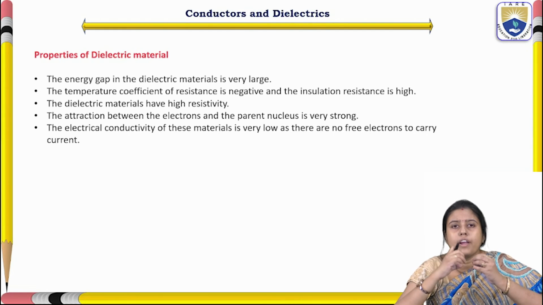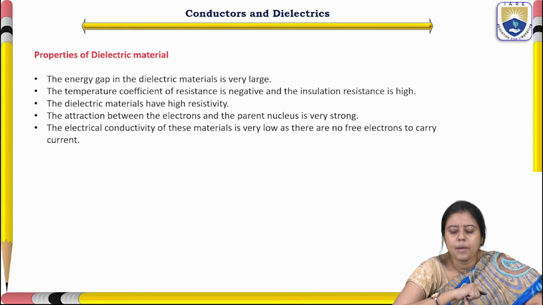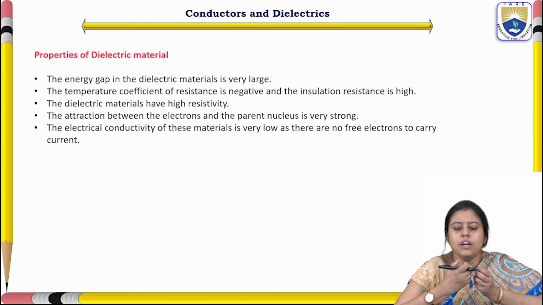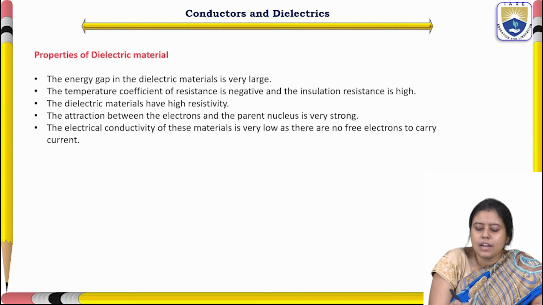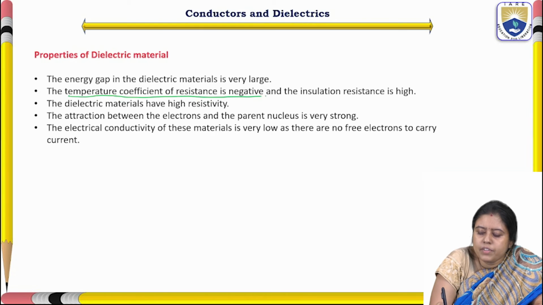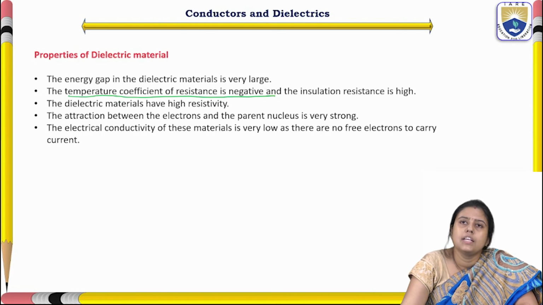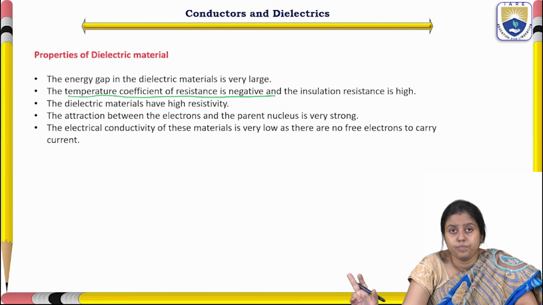It needs more energy to create one free electron. The temperature coefficient of the resistance is negative. If we increase the temperature after a certain value, at a breakdown voltage or at a breakdown temperature, there will be some free electrons. So the temperature coefficient of the resistance is negative. If we increase the temperature, the resistance will decrease.